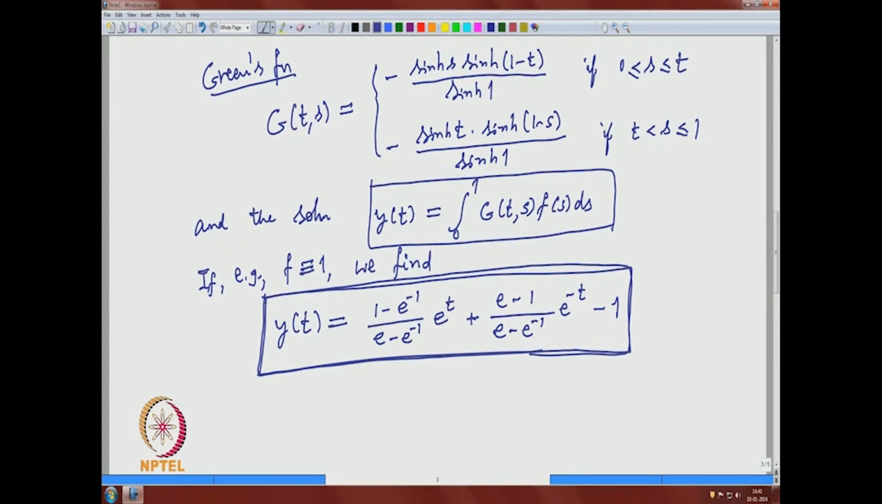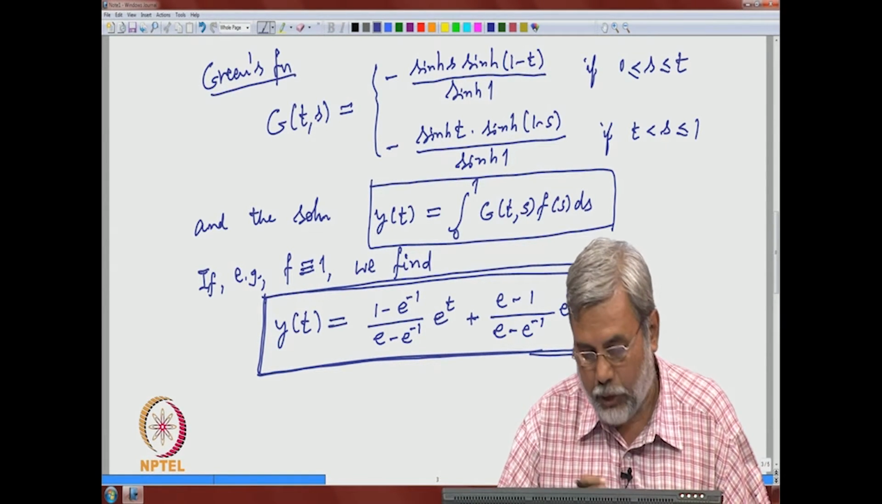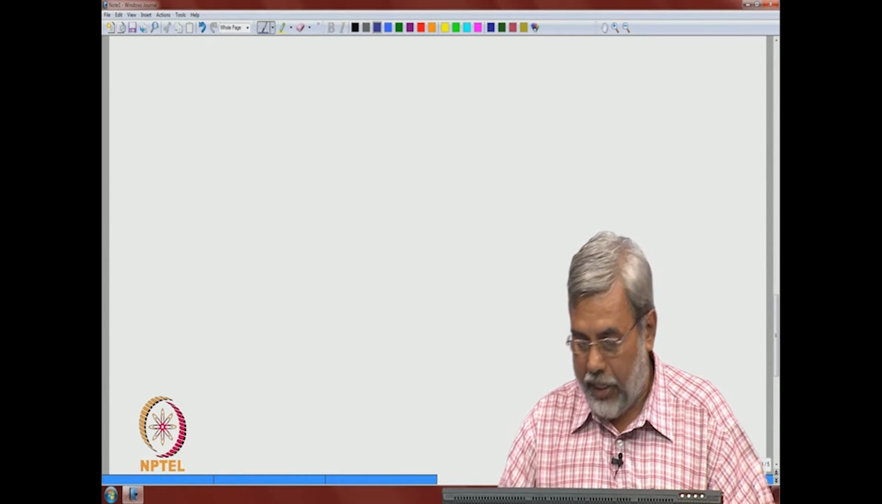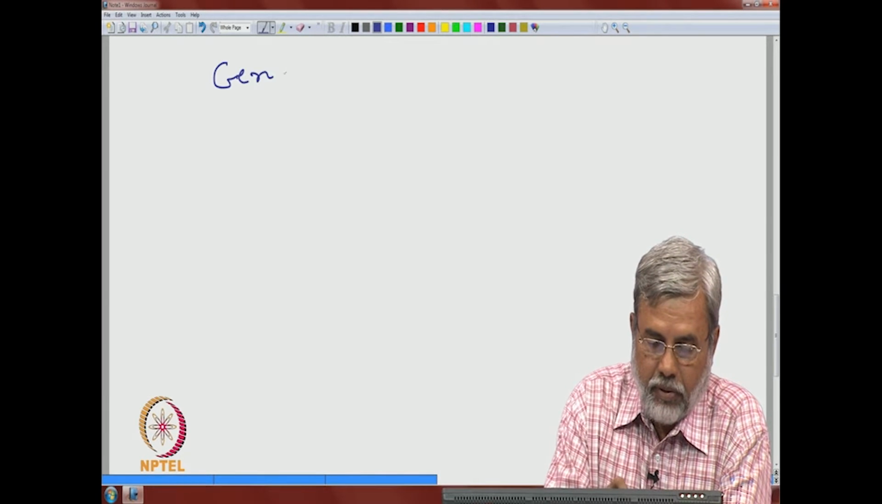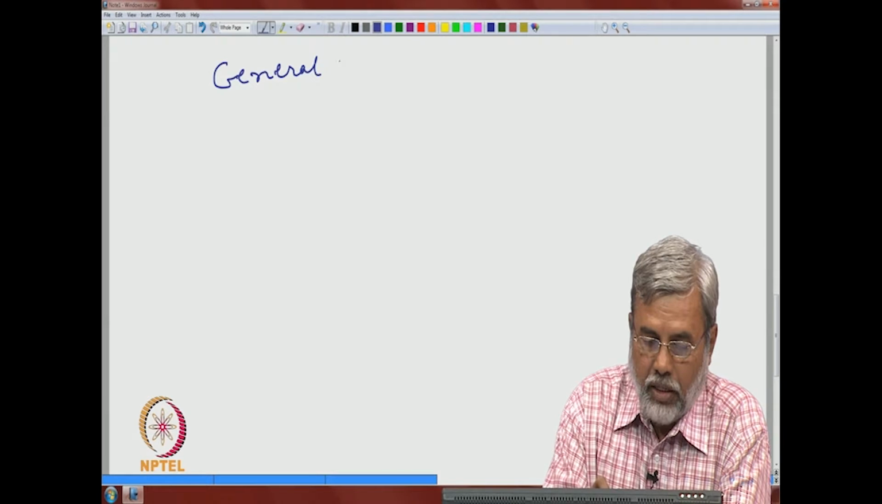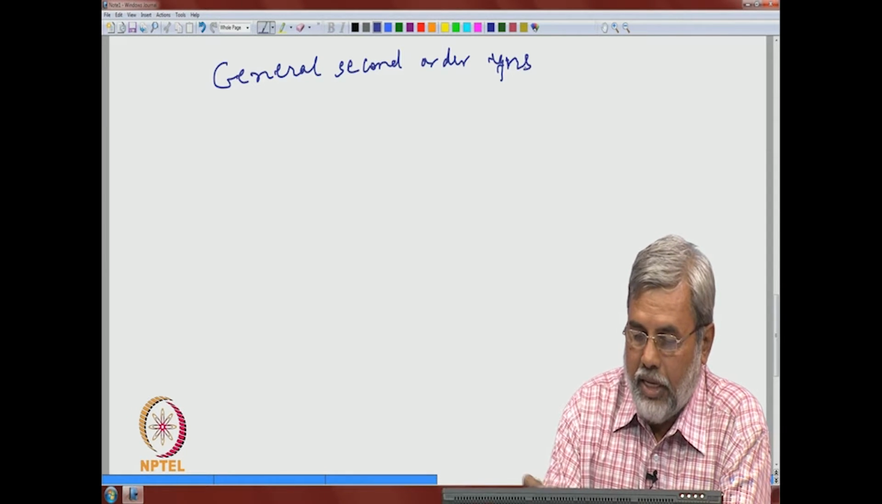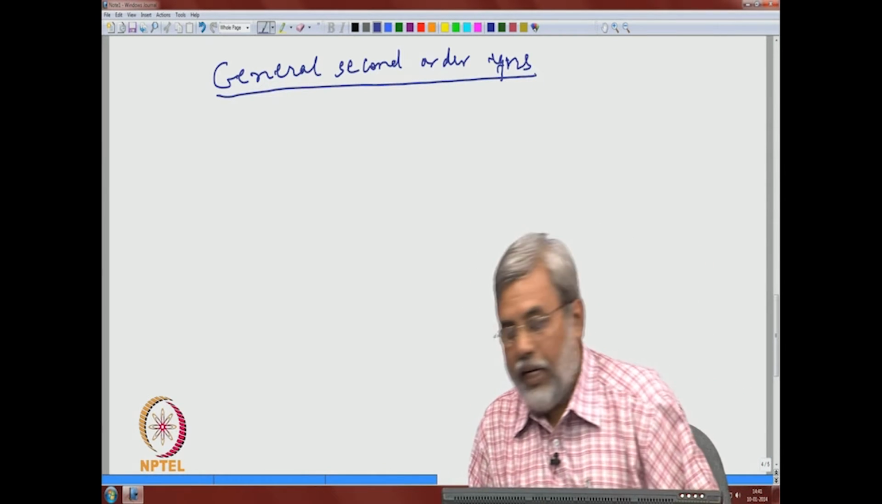Okay. So, we will discuss the uniqueness a little later. We have found a solution. The next question obviously is whether it is unique or not. Okay. So, now we go to general second order equations and see how far we can carry whatever we have done in the linear case.